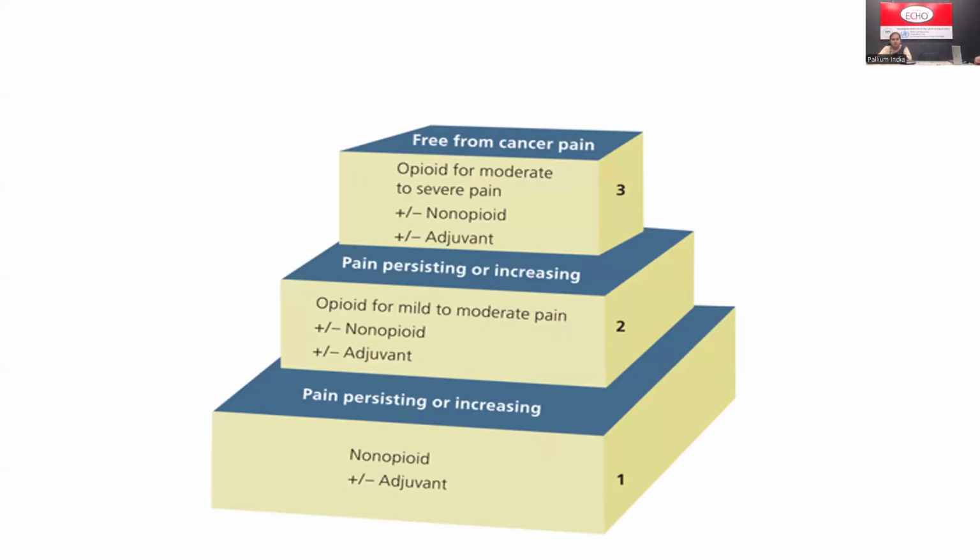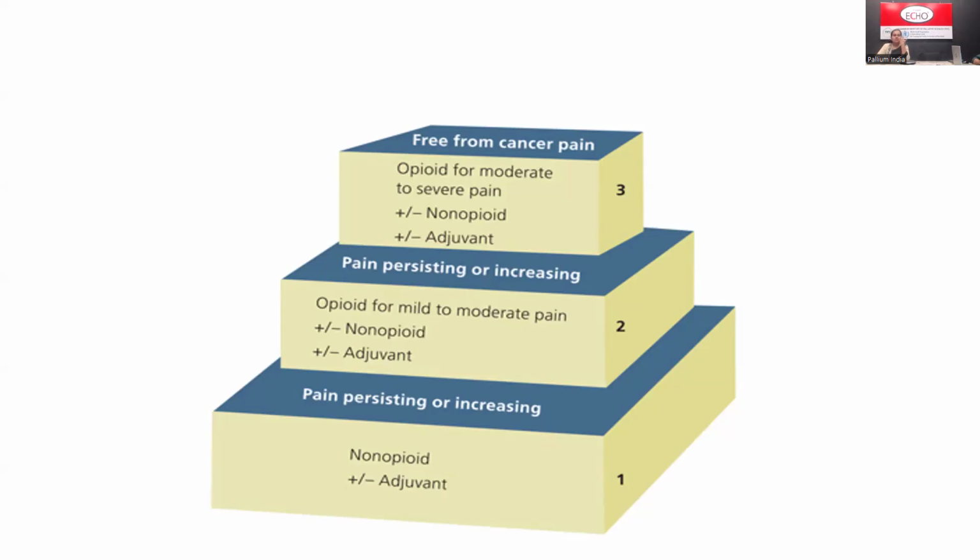Okay, next. This is the WHO analgesic ladder. Here you can see 3 steps: step 1, step 2, step 3. What is step 1? Step 1 is for mild pain. For mild pain, what can we give? Non-opioid plus or minus adjuvant. And what is step 2? That is mild to moderate pain. So for that we have to add an opioid along with the step 1 drug. Opioid plus or minus non-opioid plus or minus adjuvant.